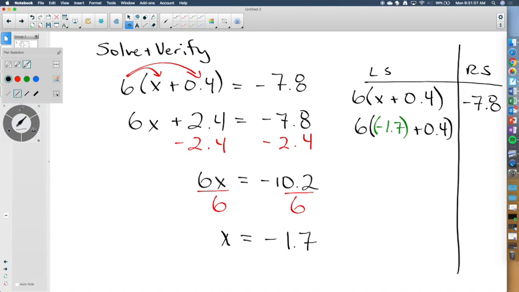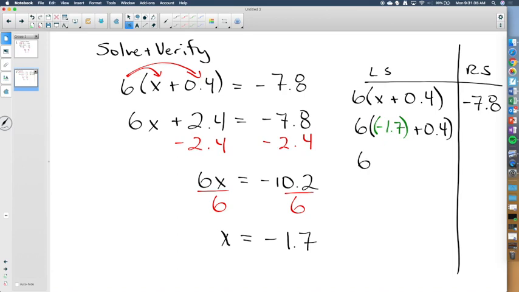So instead of using distributive property here, I now have an operation inside the brackets that I can complete. So I've got 6 times, and inside the brackets I have negative 1.7 plus 0.4. When I add those two things together, I have more negatives than I have positives, so I'm going to have negatives left over, and negative 1.7 plus 0.4 gives me negative 1.3.